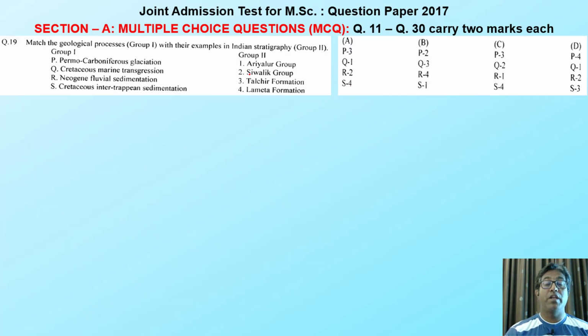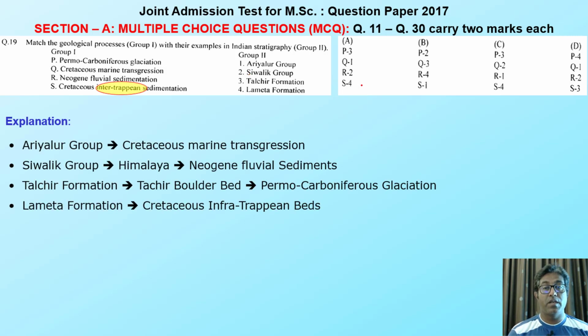This is also a direct question if you have read Krishnan or Ravindra Kumar sir's book related to stratigraphy. What we have to identify is in which geological process, or what condition, all these groups and formations were deposited at that particular period of time.